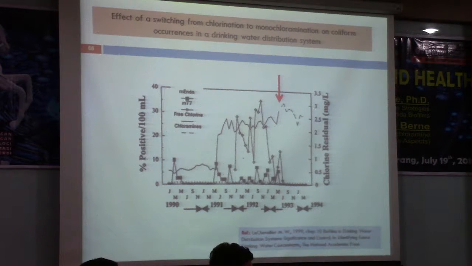Another example of switching from chlorination to monochloramination, for Escherichia coli. And you see there are a lot of positive samples with Escherichia coli during the period of chlorination. And after the switch to monochloramine, you have no positive sample in this particular example.